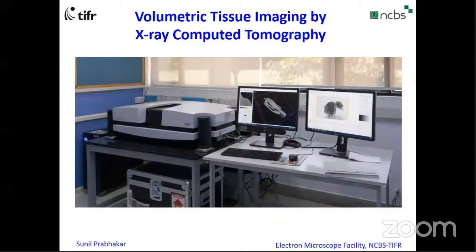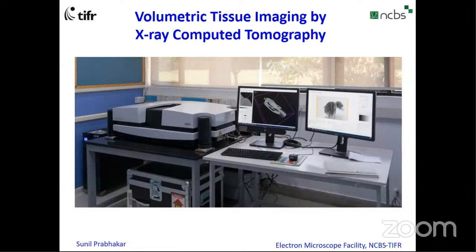Yes, yes. Right. So hi, I'm Sunil Prabhakar. I work in the Electron Microscope facility, and I'll be presenting the micro CT services that are offered as a part of electron microscopy services. And primarily, this machine works on the principle of X-ray computed tomography, which I'll be talking about in a short while.